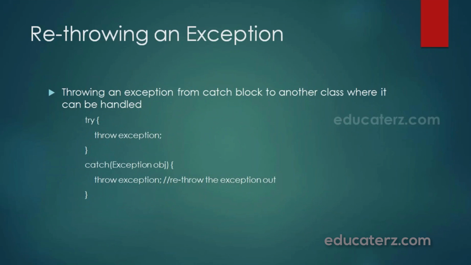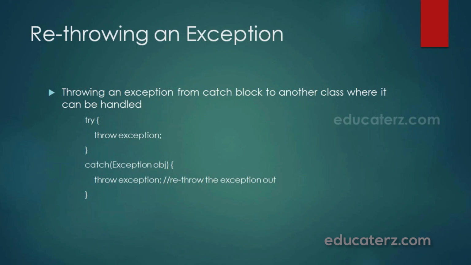Next is rethrowing an exception. So why should we rethrow an exception? What is it used for? When an exception occurs in a try block, it is caught by a catch block. This means that the thrown exception is available to the catch block. So we can rethrow the same exception out from the catch block.